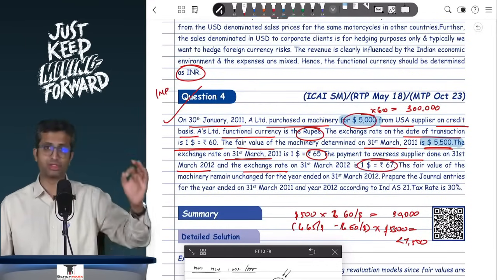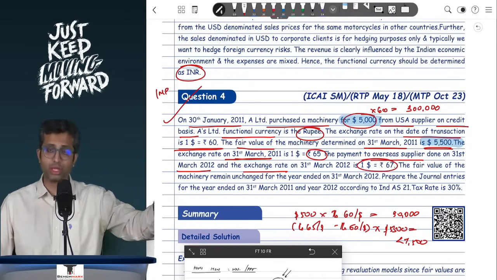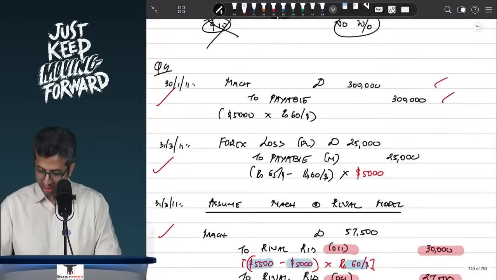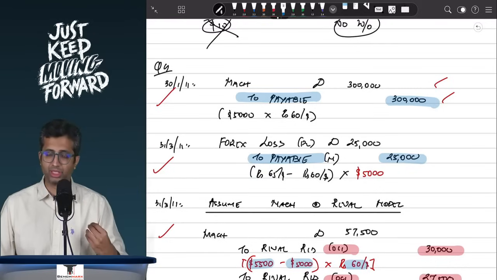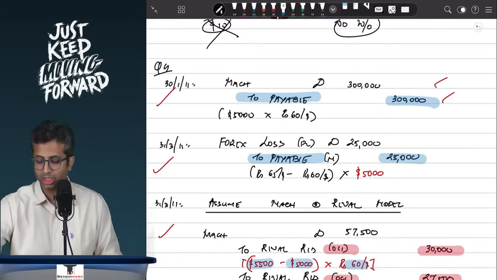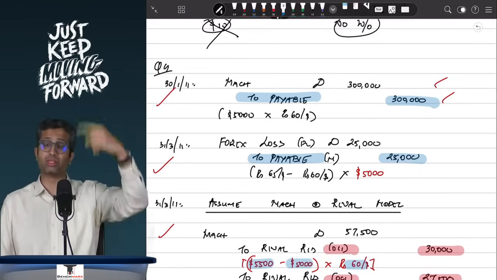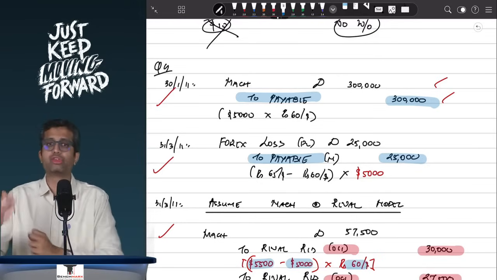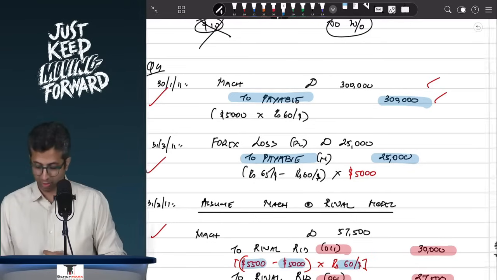Now in the next year, if the exchange rate is 67, your entry will be payables account debit. You have recorded at 3 lakhs, the payable, and then credited another, I think, 25,000 for the payables. And hence, the payable will now be 3,25,000 to bank. When you are paying, this is 5,000 into 67, and hence you are paying 3,35,000 when the rate on 31st March 12 is 67. The additional 10,000 will go to the profit and loss account as foreign exchange loss.